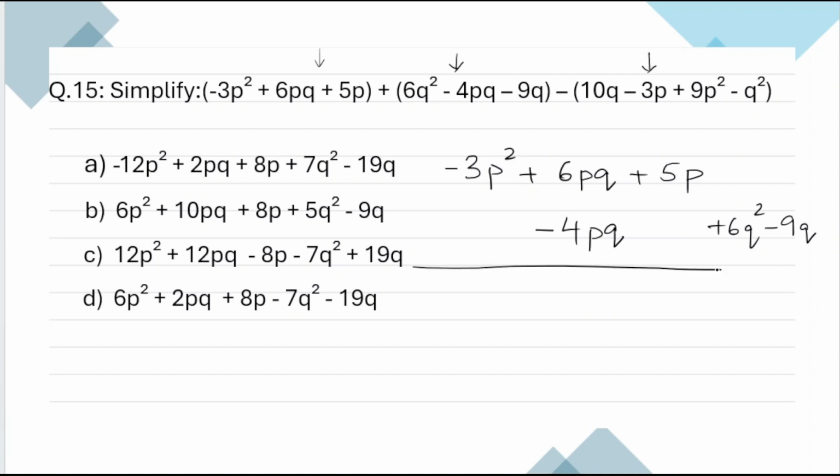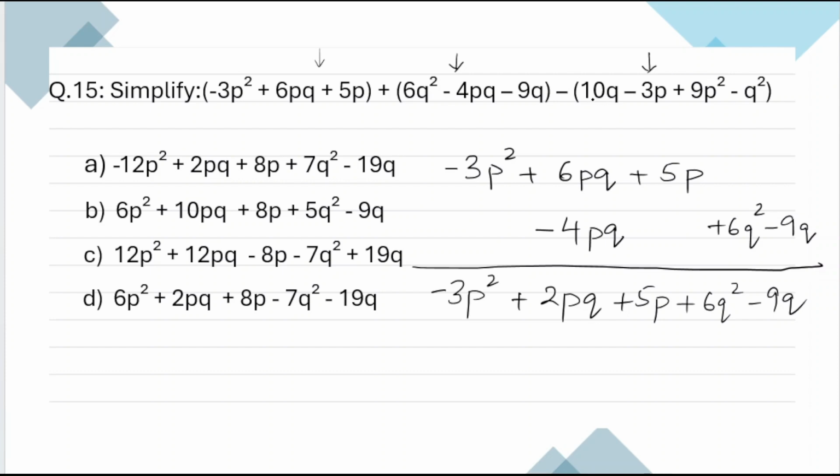Let's add these two. Negative 3p square, there is nothing, so this is negative 3p square. Plus 6 minus 4 plus 2pq. 5p, nothing, so 5p plus 6q square. There is nothing in the first polynomial for a q square and q. So I will write these two terms like this. Now from this sum, I am going to subtract this third polynomial.